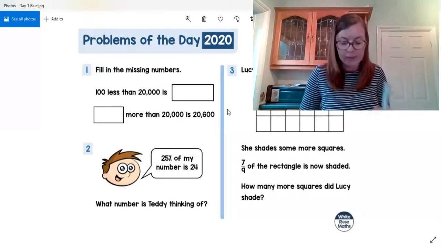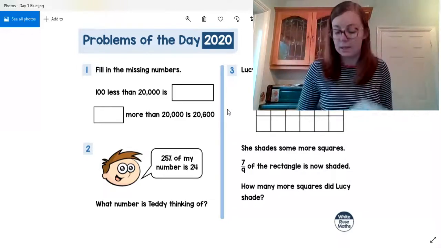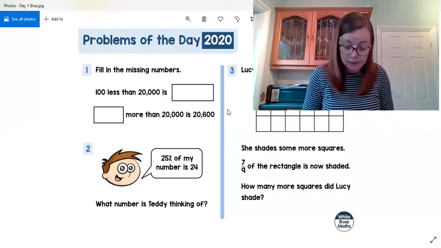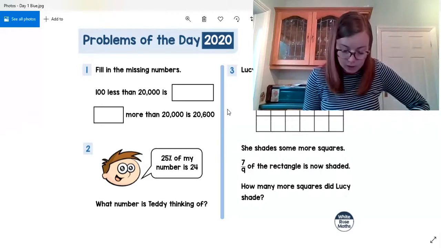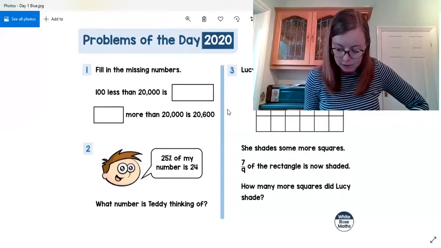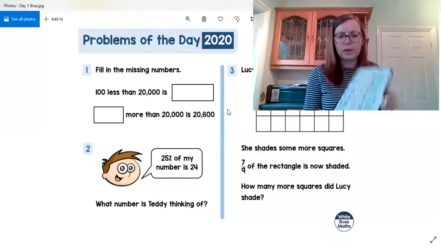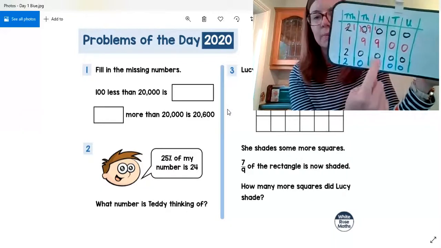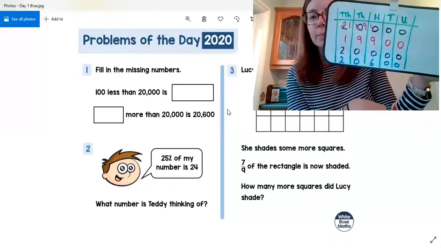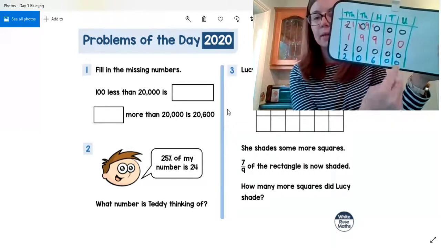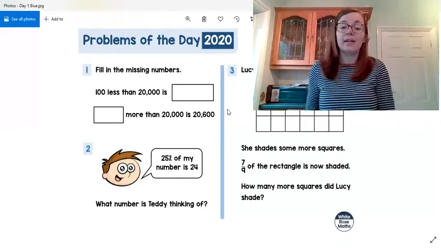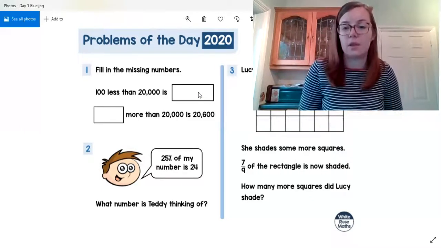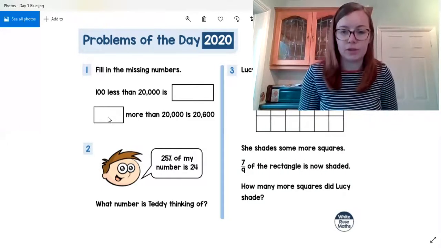So I've lined it all up in its place value and put out my 20,000. And now I'm going to put in my 20,600. So 2 in the 10,000, 0 in the 1,000. This time we get a 6 in the hundreds column. So we're going to compare our numbers. What's the difference? Well, that's the same, that's the same. There's 6 more hundreds. That's the same and that's the same. So there is 600 more. So we want 19,900 and 600.